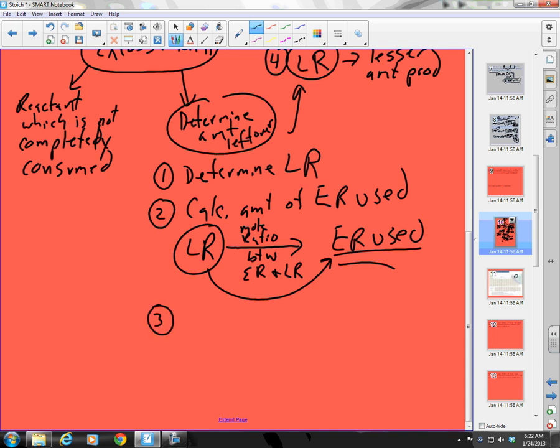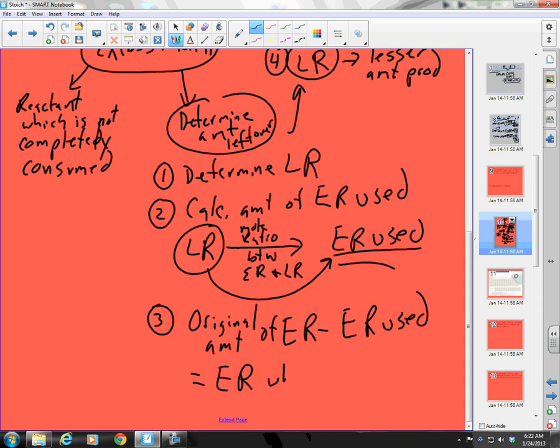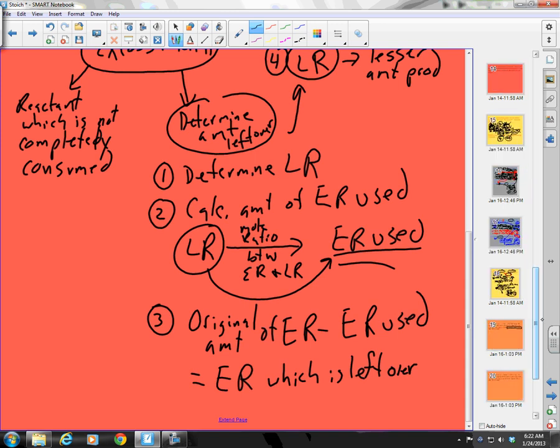Then I'm going to take my original amount of excess reagent minus the amount of excess reagent used, and that will be the excess reagent which is left over. It's really not that bad, folks. Although it can frighten some people, it's really not.